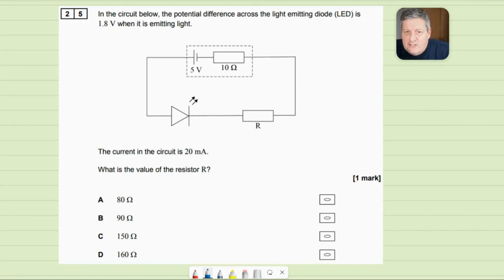We're going to be looking at an internal resistance problem, multiple choice question. These can be tricky, so let's have a look. The first thing is to just look at what we're given. We're given the circuit diagram there.